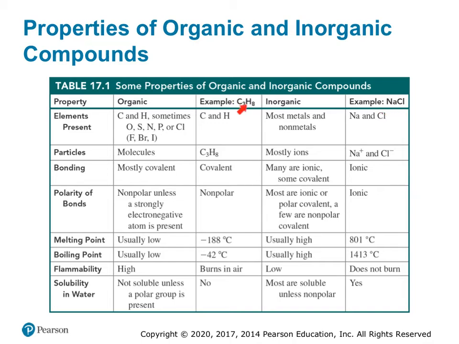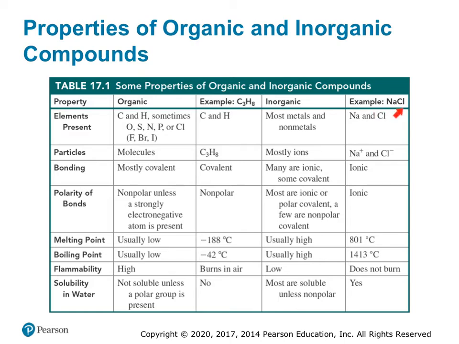The organic compounds contain carbon and hydrogen, sometimes other nonmetals. Particles are made of molecules. Bonding is covalent. Bonds are typically nonpolar. Low melting point, low boiling point, flammable, and not soluble in water. So those are a summary of some organic compound properties.